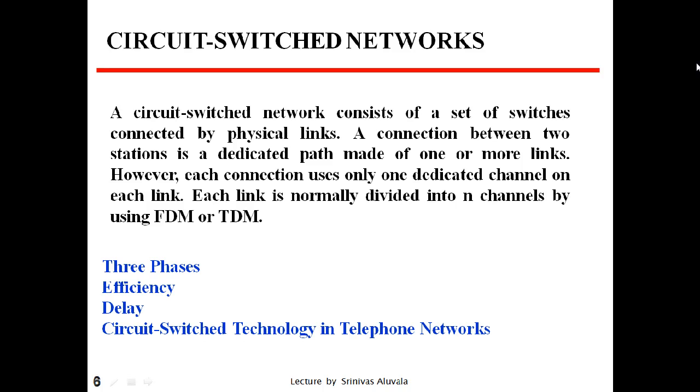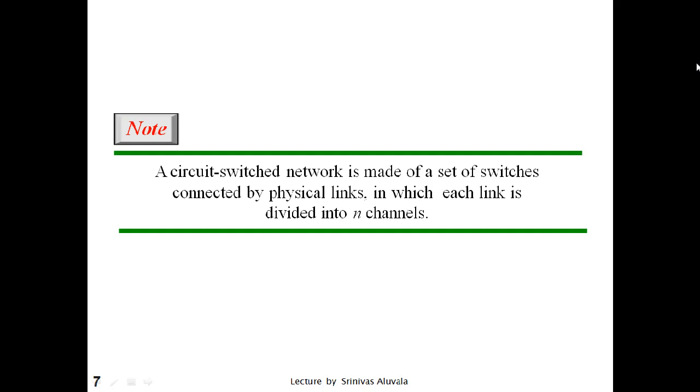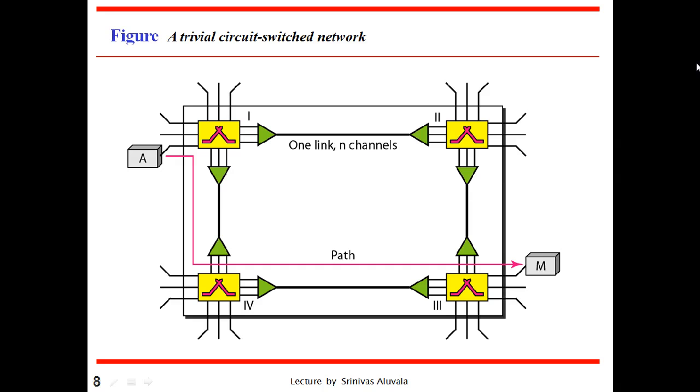Firstly, let us see what a circuit switched network is. A circuit switched network consists of a set of switches connected by physical links. A connection between two stations is a dedicated path made of one or more links. However, each connection uses one dedicated channel on each link. Each link is normally divided into n channels by using different mechanisms such as frequency division multiplexing or time division multiplexing. A circuit switched network is made up of a set of switches connected by physical links, in which each link is divided into n channels.